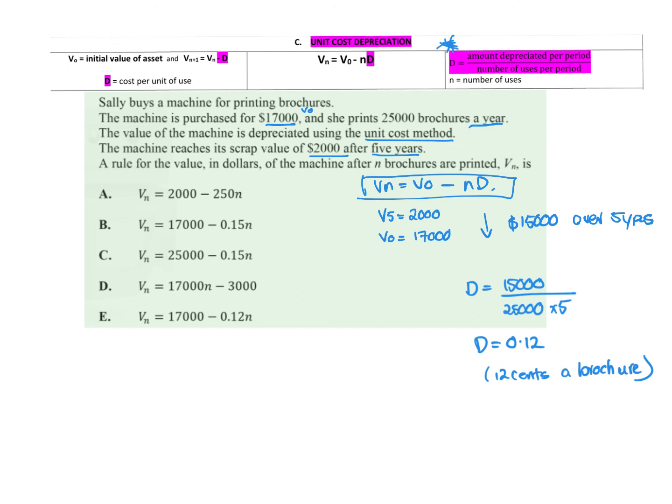So now we know that, if we go to write the nth rule using this thing up here, we know it's Vn equals V0. So V0 is 17,000. So we could get rid of that one. This one's got an n on it, so I don't like it. So I've got rid of that. And now we go minus, and we just need to put our unit cost in there. And we said it was 12 cents times the number, so it'll be n.